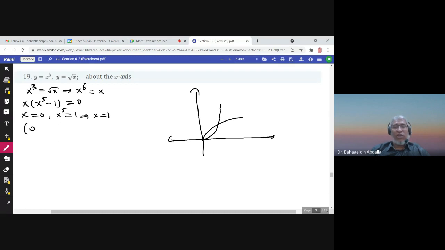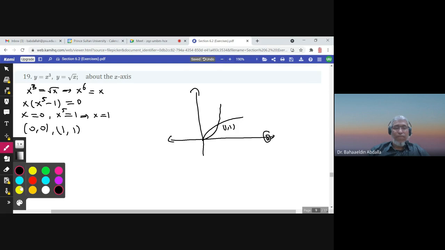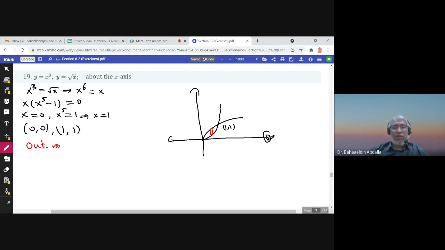So the points of intersection are 0. If you replace x by 0, you get 0. If you replace x by 1, you get 1. So this is the point 1, 1. We need to rotate about the x-axis. So we will take a vertical rectangle. And now we have a washer. And we have outer radius and inner radius.